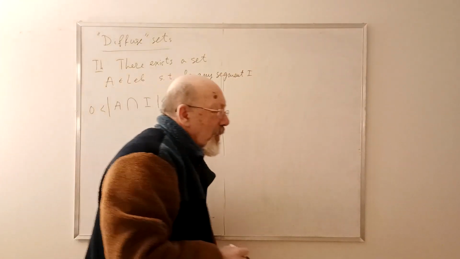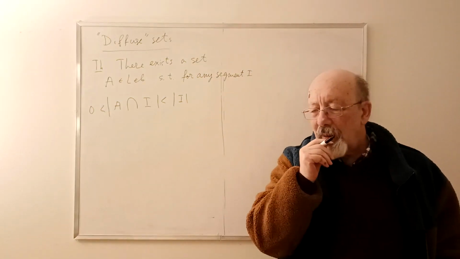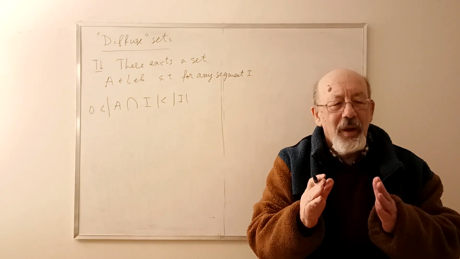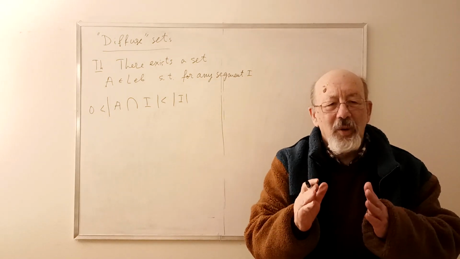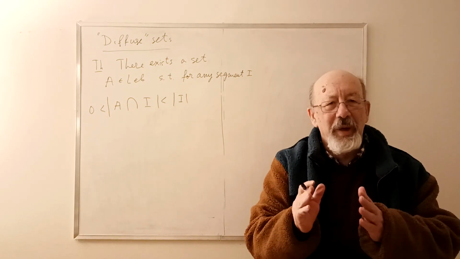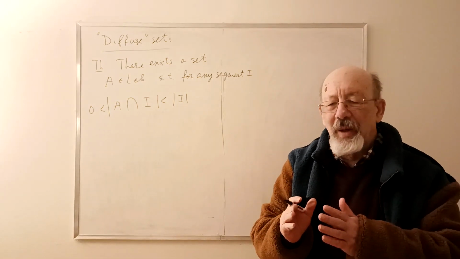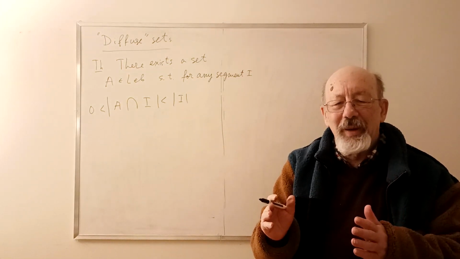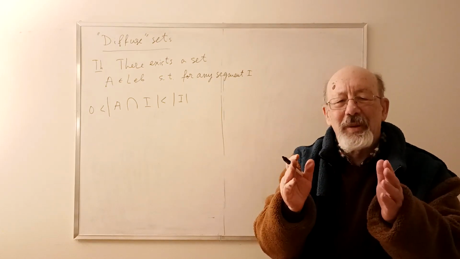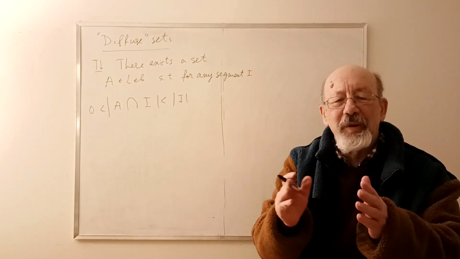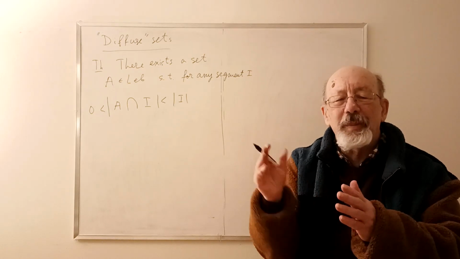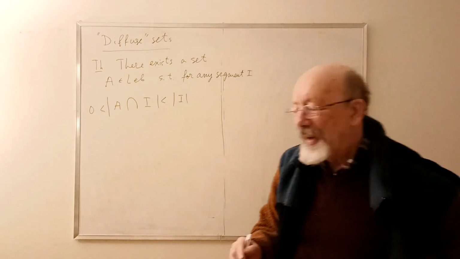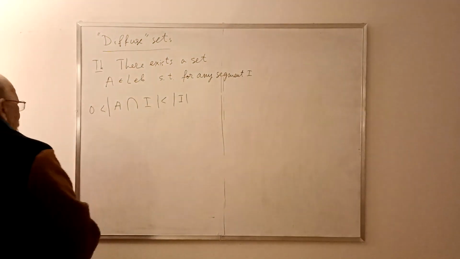So there is no full piece. It does not contain any full segment, or a segment minus a set of measure 0, on the one hand. On the other hand, it has no real gaps. So in any small segment, whatever, we have some part of the set A of positive measure. Yeah, it is really interesting.